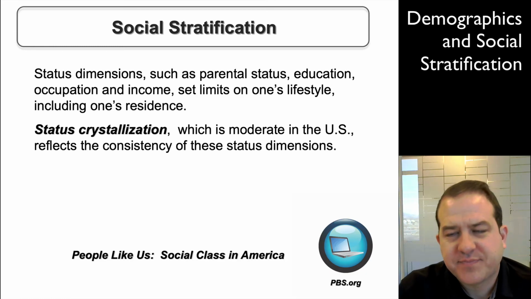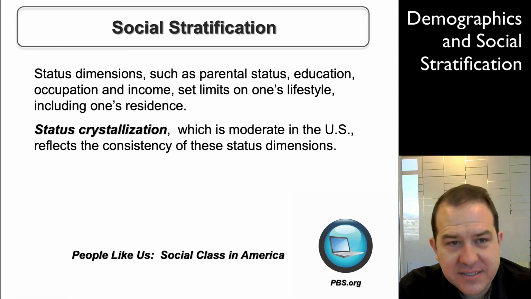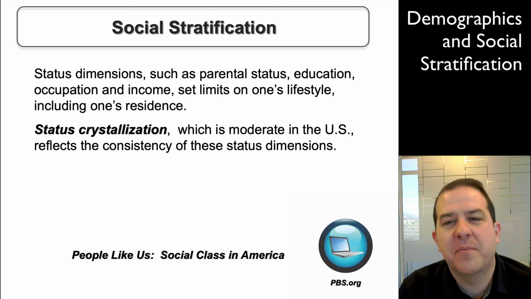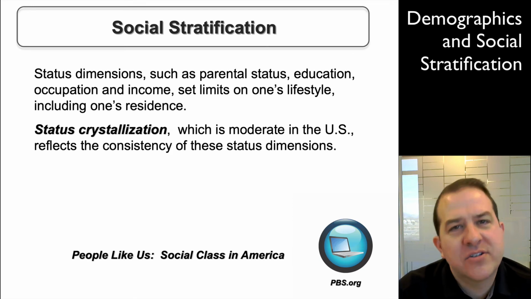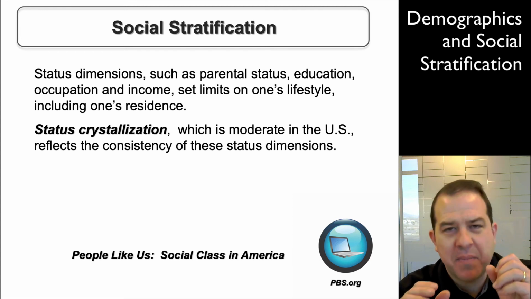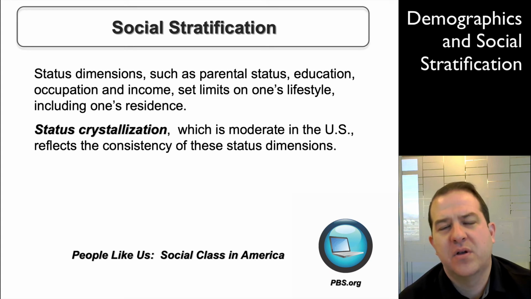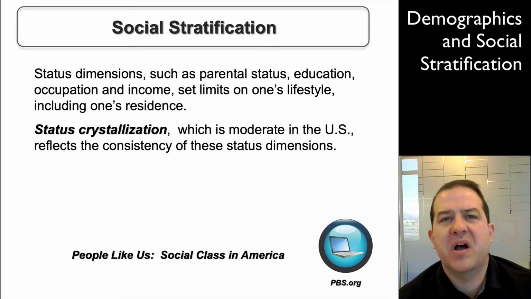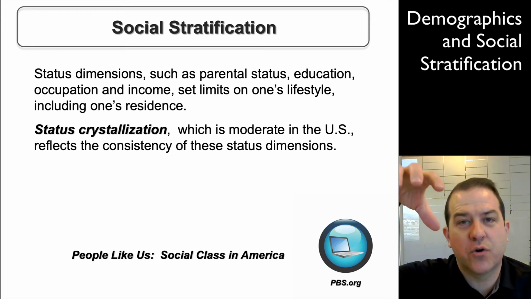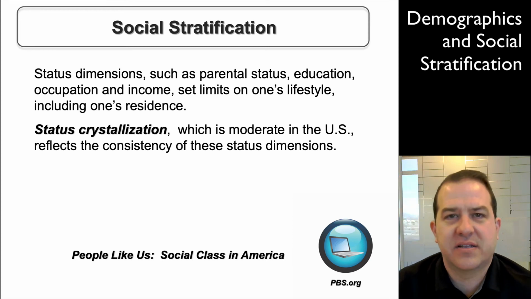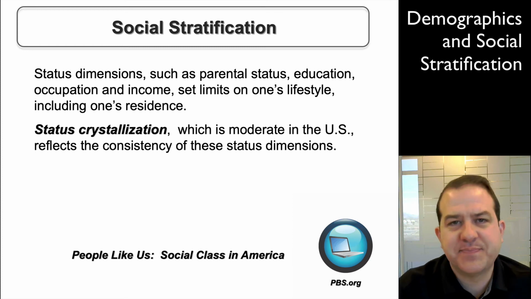So we could look at parental status, education, occupation, and income that set limits. If I were to tell you that a college graduate is more likely to make over $100,000 than less likely, would you believe me or not? I think in America, what we do is figure out what boxes I need to check as a society to ensure that I'm in a different group of social status, of social stratification.